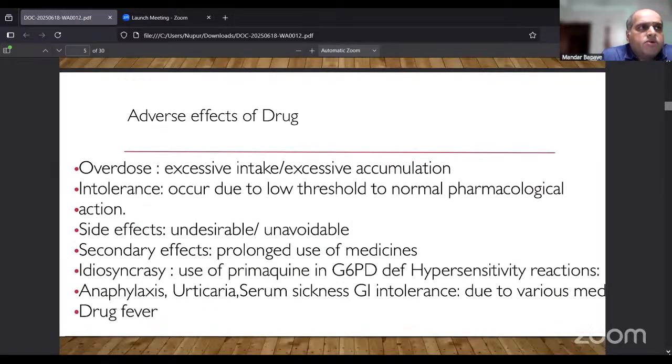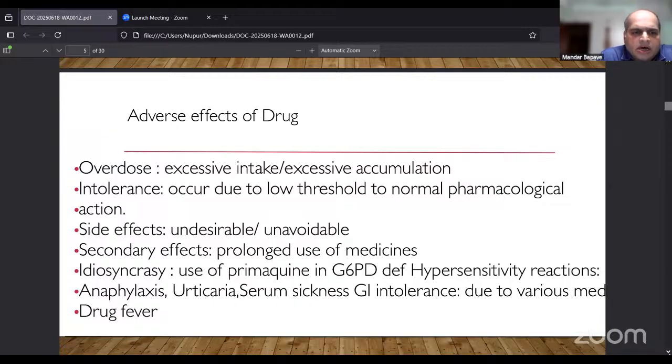When we give a drug, there are adverse effects, and there are adverse effects of different types. The first common adverse effect is overdose, where there is excessive intake. Even if the dose is proper, it could be due to excessive accumulation because of, say, renal pathologies or liver pathologies. Intolerance may occur due to a low threshold to normal pharmacological action, and there are variable, undesirable, or unavoidable side effects as seen in plenty of medications.